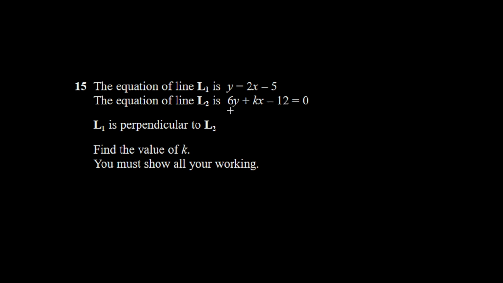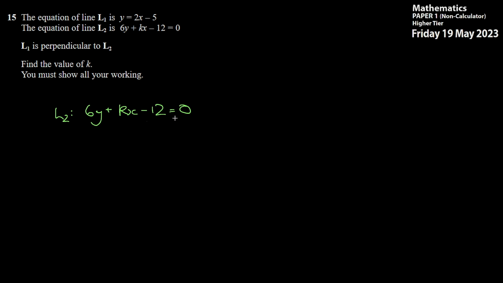Well, the first job is to get line 2 into the form of y equals mx plus c. So let's get that done first. And there is the line, and to get this into y equals mx plus c, we need to isolate y. So 6y, move the rest to the other side. They both change their signs. This becomes negative kx, and this becomes positive 12. Now we've got to divide through by 6, so therefore I can say that y is equal to negative k over 6, x, plus 12 divided by 6 is 2.